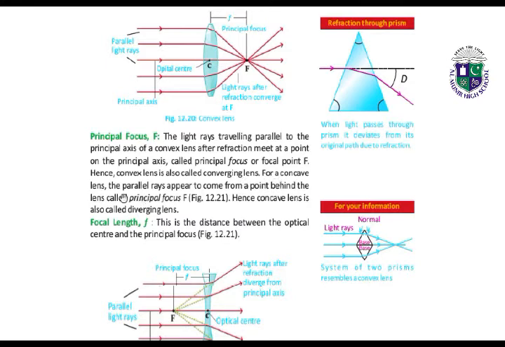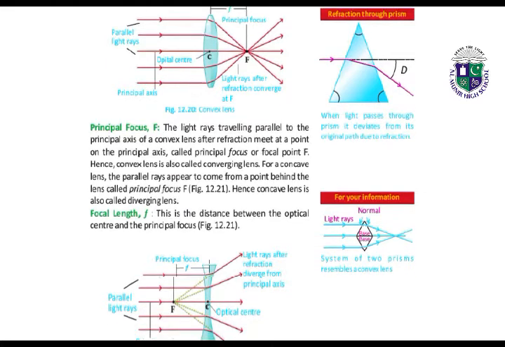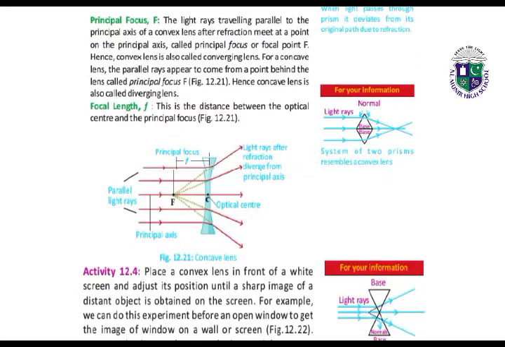For a concave lens, the parallel rays appear to come from a point behind the lens. We call it principal focus. Look at this. This is the picture of a concave lens. It is different from the convex lens. This is thinner in the middle and the edges are not thin, they are wide.